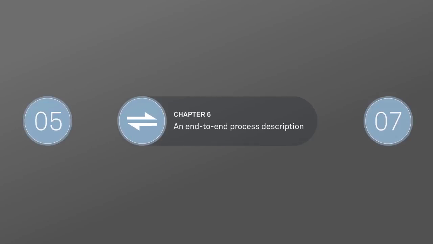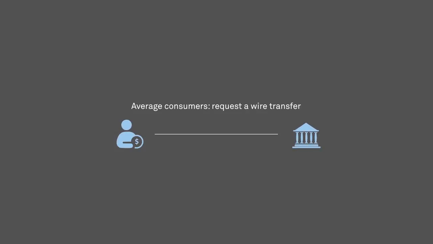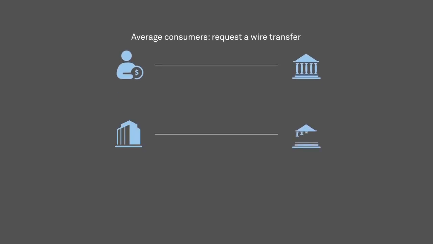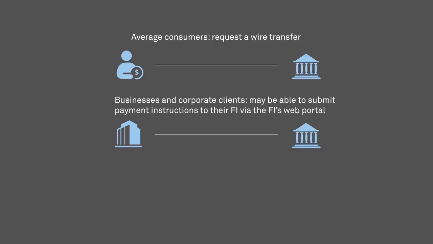LVTS payments can be initiated a number of ways, depending on the services offered by individual financial institutions. The average consumer sending an LVTS payment at the retail level would typically visit their local branch, where they would request a wire transfer. Businesses and corporate clients that have access to their FI's online payment solution might have the ability to submit payment instructions to their FI via the FI's web portal.